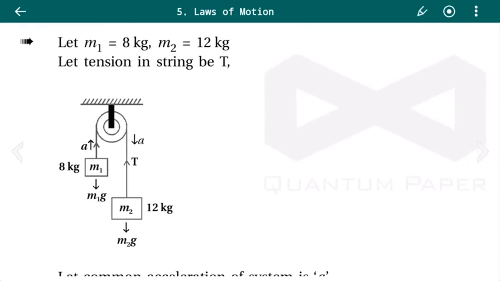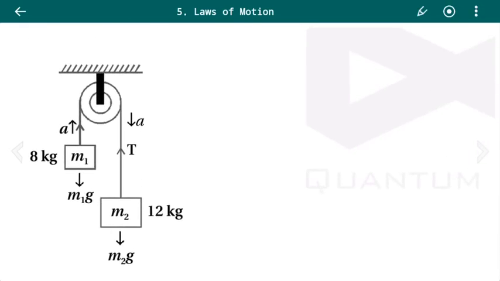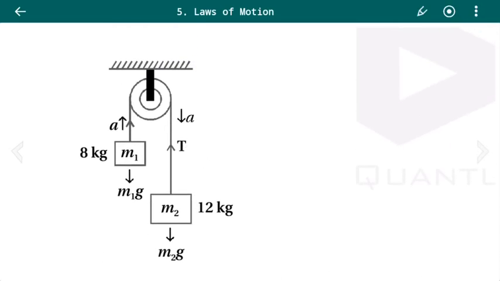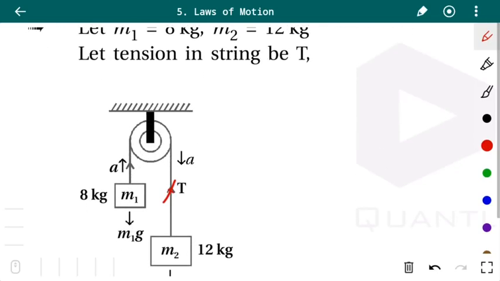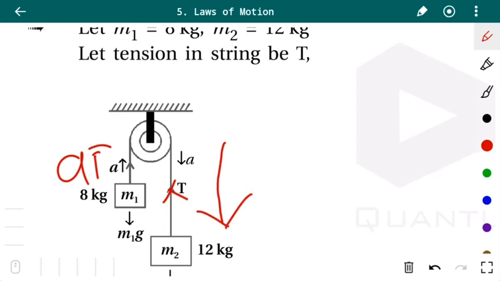Let the tension in the string be T. Here, as you can see in the free body diagram, the two masses are connected via the string and tension is always towards the rigid support. So for this case it is in the upward direction. Acceleration for mass m1 is in the upward direction because the object will be moving upward due to its lighter weight. On the other hand, mass m2 will be going in the downward direction, so its acceleration will be in the downward direction.